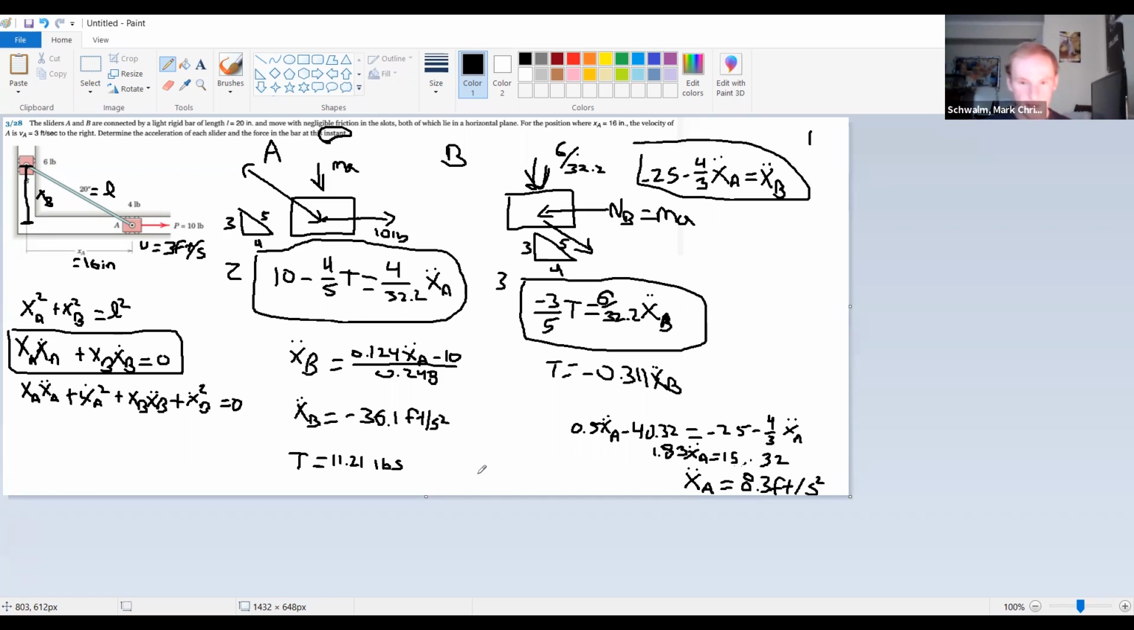So that is the end of the problem. These are our answers. We have the force on the bar as 11.21 pounds. We have acceleration of block A as 8.3 feet per second squared. And we have the acceleration of block B as negative 36.1 feet per second squared.